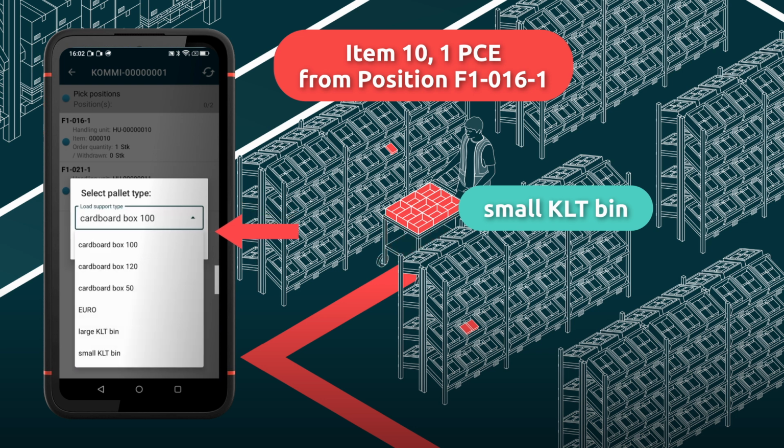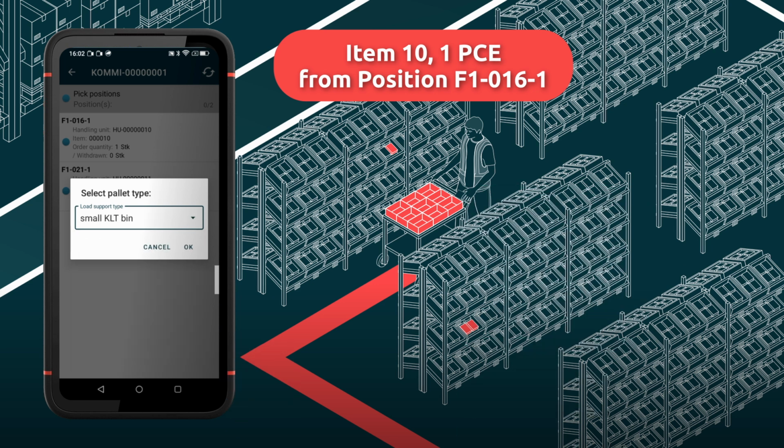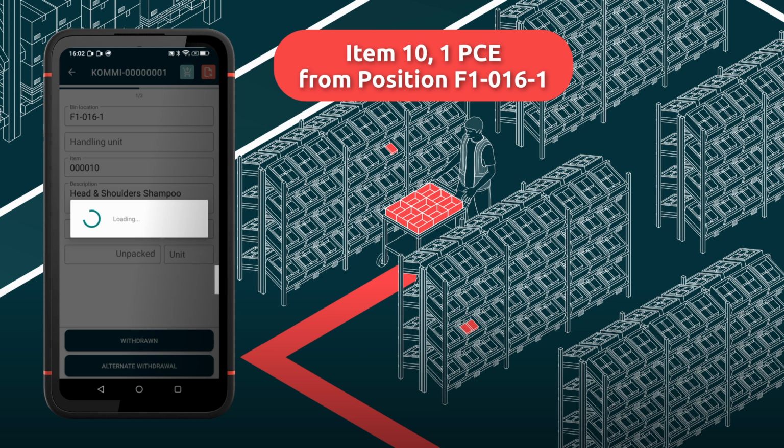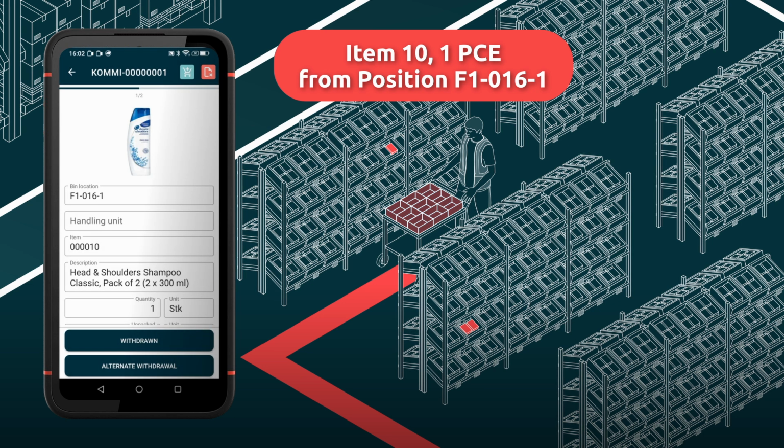The next step is to select the load support type in which the picked items will be placed. Tap on the arrow and select Small KLT Bin. Confirm your selection by tapping on OK. This opens a screen with detailed information about the pick positions.